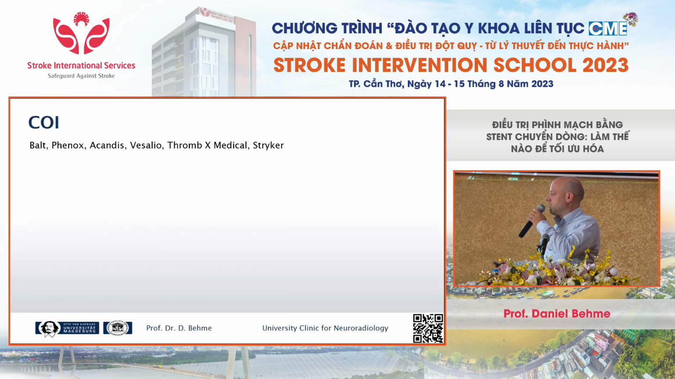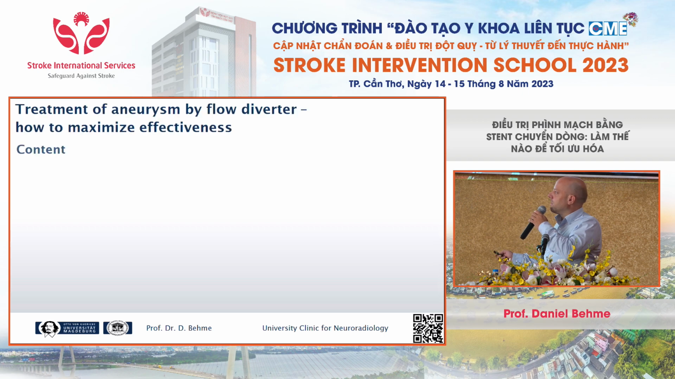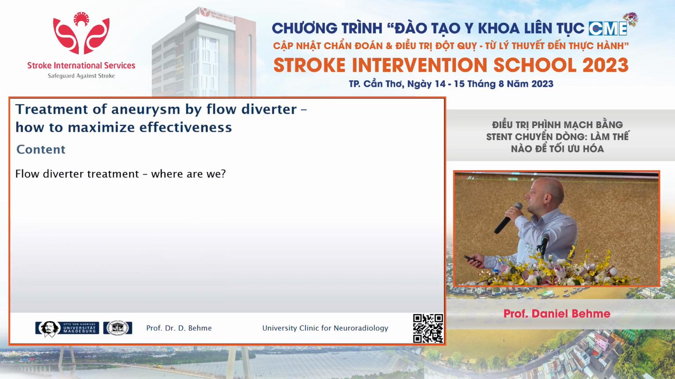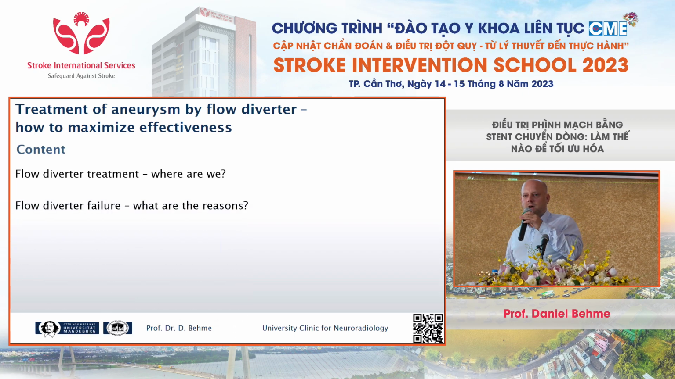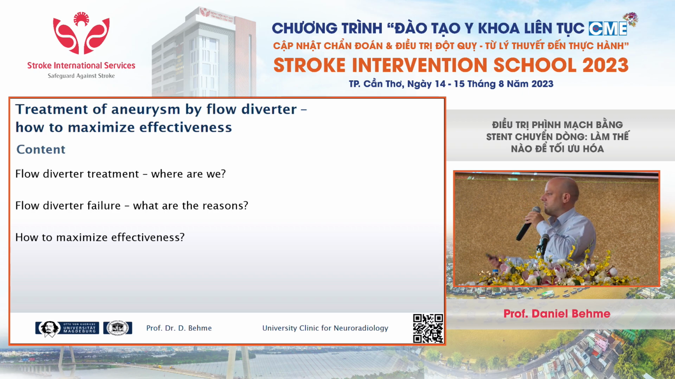It's my conflict of interest. So how to enhance effectiveness of flow diverter treatment? I'm going to try to cover that very quickly. I'm going to give some idea where we are with flow diverter treatment right now, show some of the reasons why flow diverter treatment may fail, and give some ideas on how to get rid of these problems causing flow diversion failure.